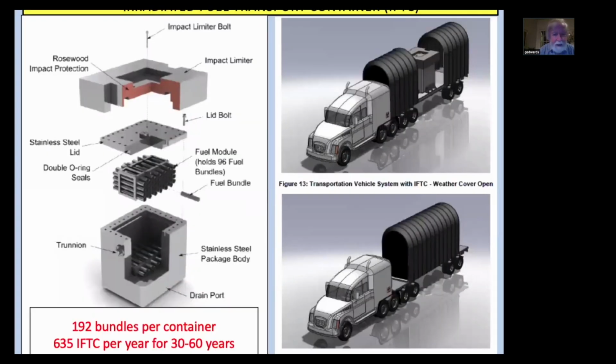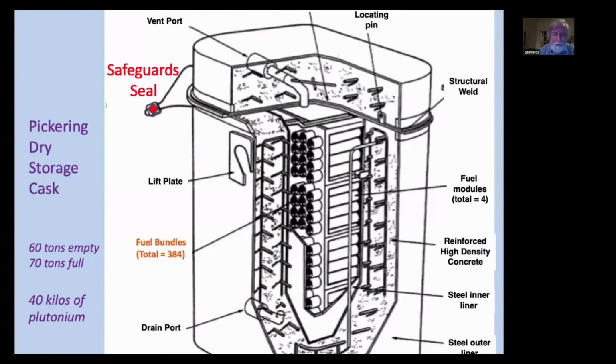It still generates heat, and sometimes the temperature inside a flask can rise to over 200 degrees, but it will never be more than 250 degrees inside. That's 250 degrees Celsius. And it gradually cools off over the years. It is welded shut at the top, and you'll notice the safeguard seal. The safeguard seal is for international inspection because this irradiated fuel also contains 40 kilograms of plutonium.